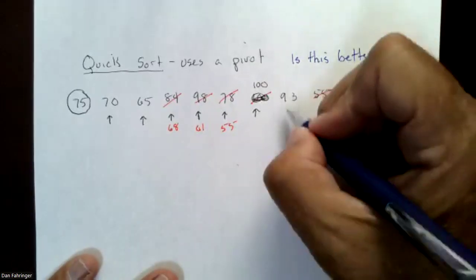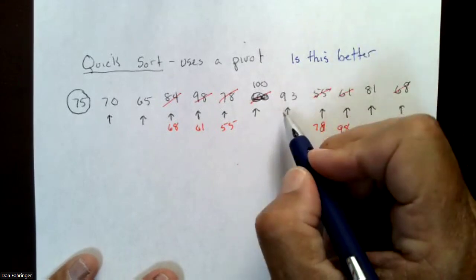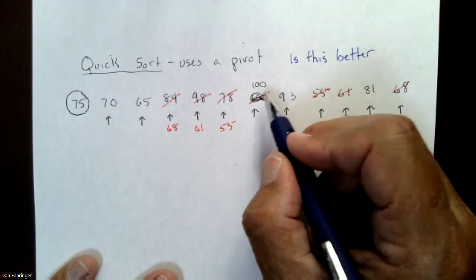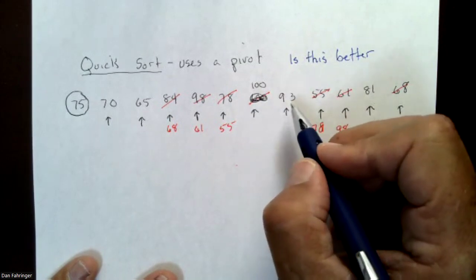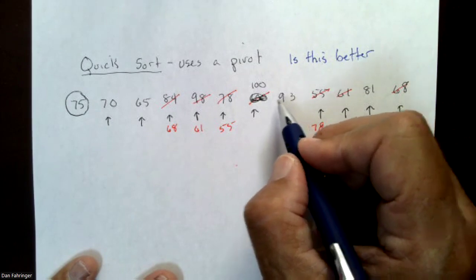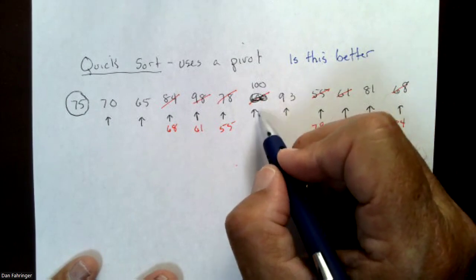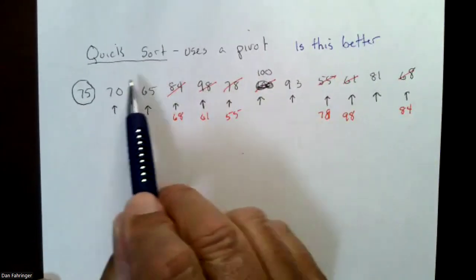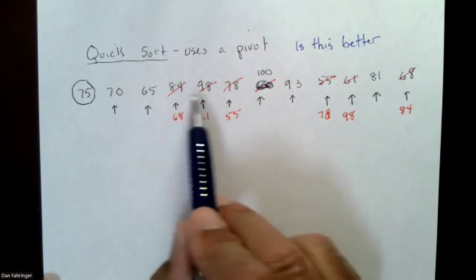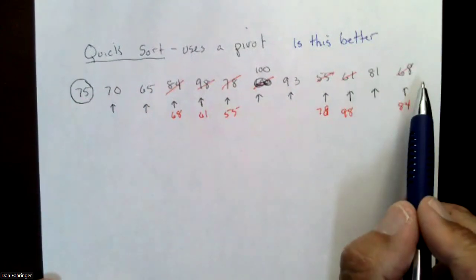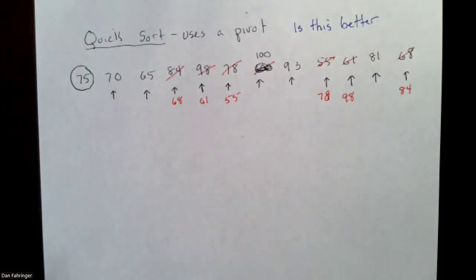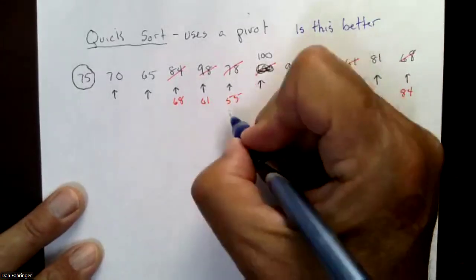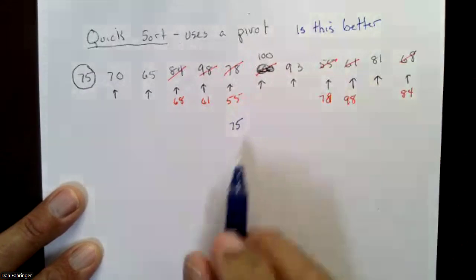I went to 93 because this wasn't less than. I stopped. I go to the end where I left off. I move over. This is greater than. So I move over. This is greater than. So this is where I'm going to stop. Now I'm going to swap so that these numbers are to the left and these numbers are to the right. And what happens is this, my 75 is going to go where my smallest number was, 55.